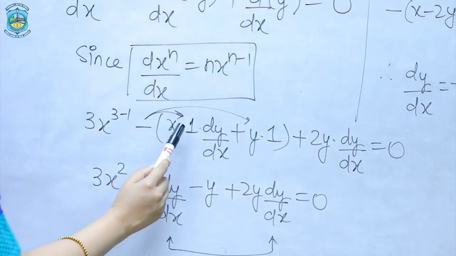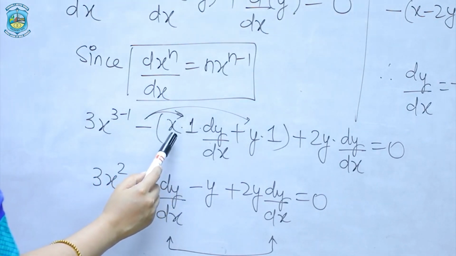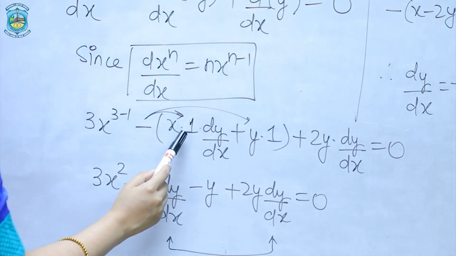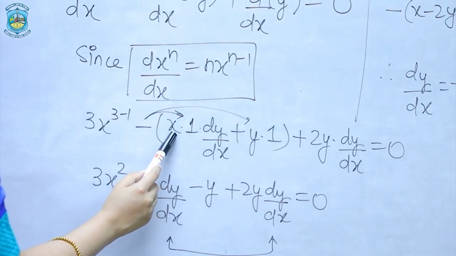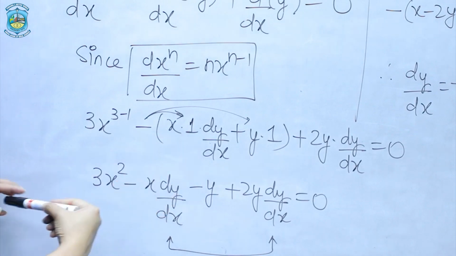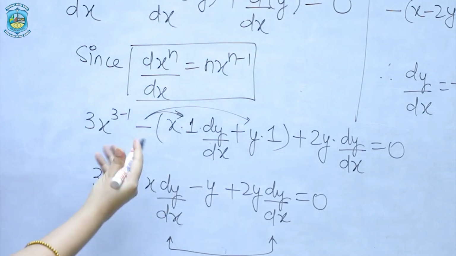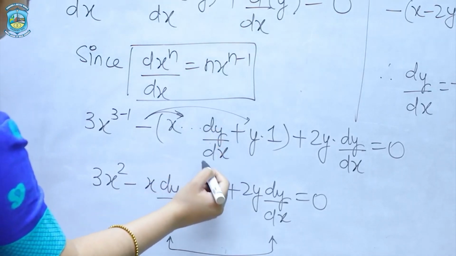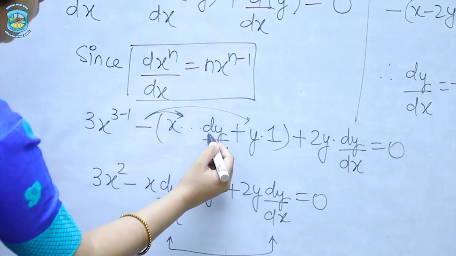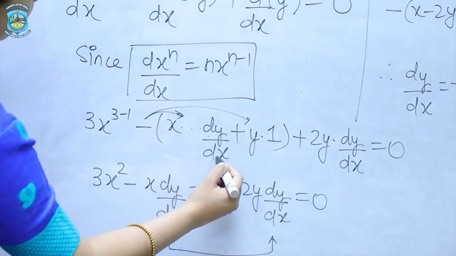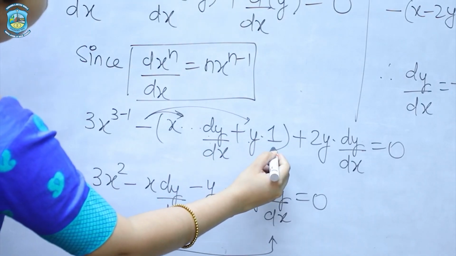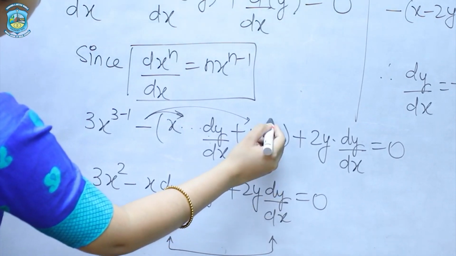Since we have x into y, we will have to choose one as the first function and the remaining one as the second function. So, I am assuming x as the first function. The first function x is multiplied by the differentiation of the second, that is dy by dx, plus the second function is kept as it is and we differentiate x with respect to x, which gives 1.